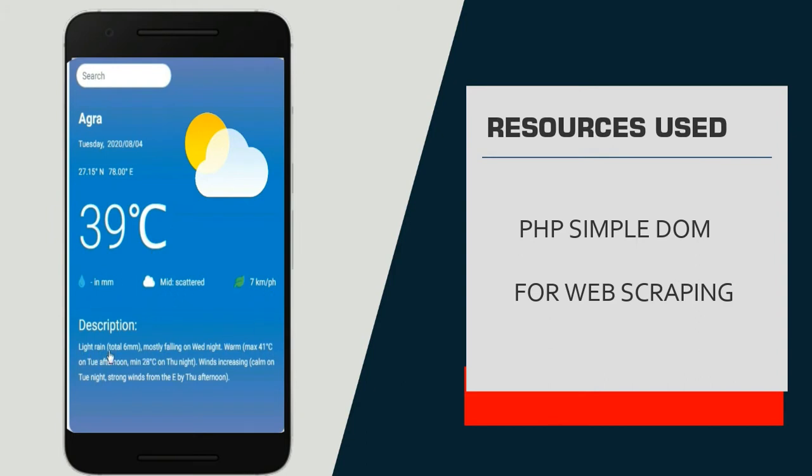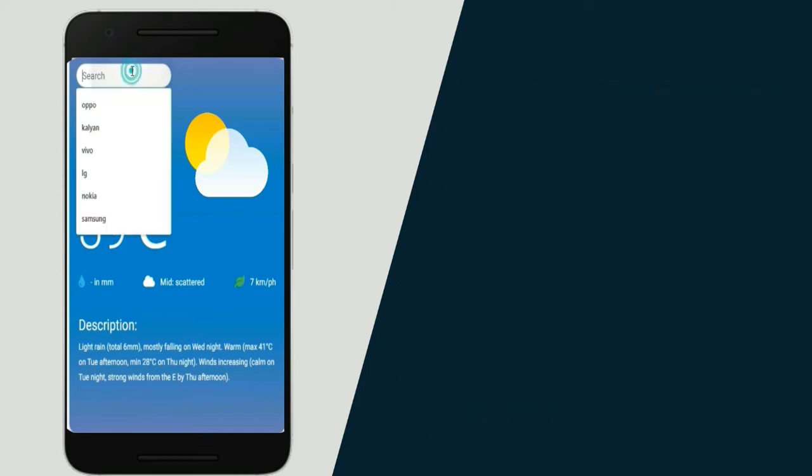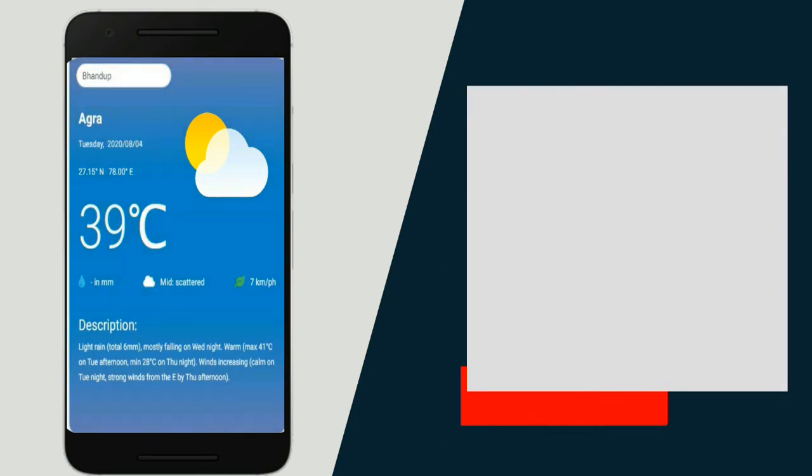Again, you can enter any city that you want. For example, I've entered Agra. I can click on enter, and once I do this, I will be redirected to the information of Agra, which is the latitude and longitude, temperature again.